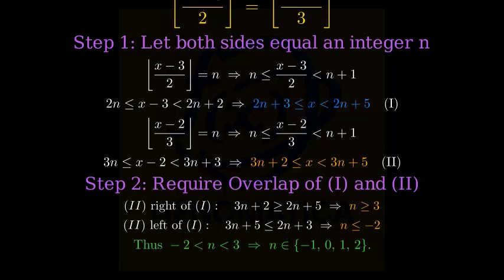That condition is 3n plus 5 less than or equal to 2n plus 3, which gives n less than or equal to negative 2. Therefore, valid n values are the integers strictly between negative 2 and 3. n equals negative 1, 0, 1, or 2.